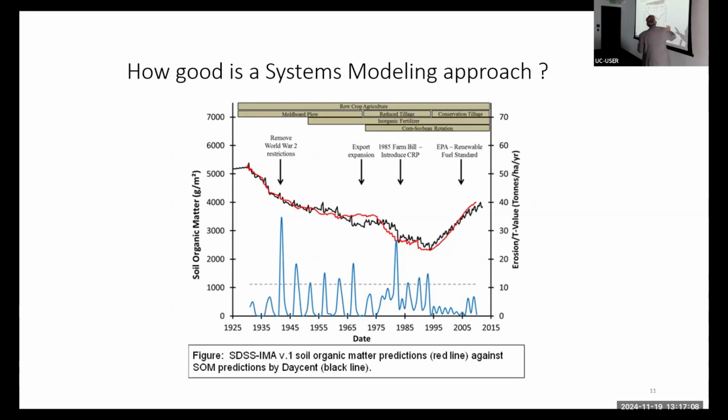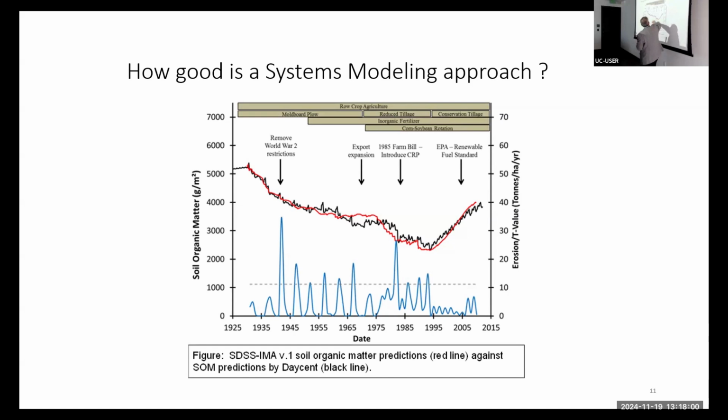This is a comparison of the systems model. I moved away from the ICLS, and what I'm doing here is modeling soil organic carbon in Iowa starting in the 1900s, when we have the industrialization of agriculture, all the way to 2015. We initially ran DESCENT, which is the black line here, to model soil organic matter in a generic hillslope plot. And down here we're plotting the erosivity and the erosion, the T-value.